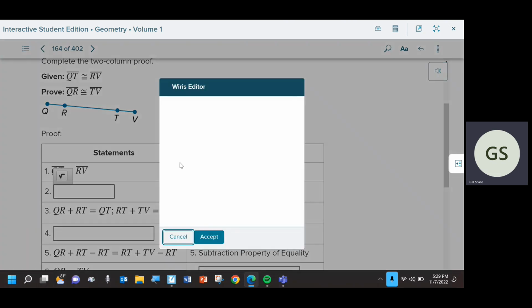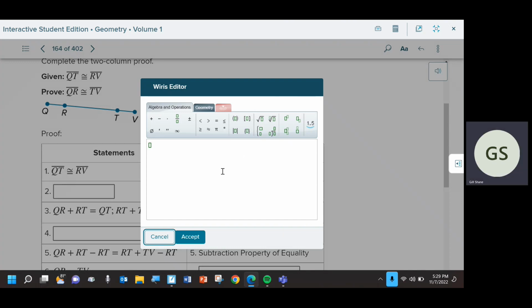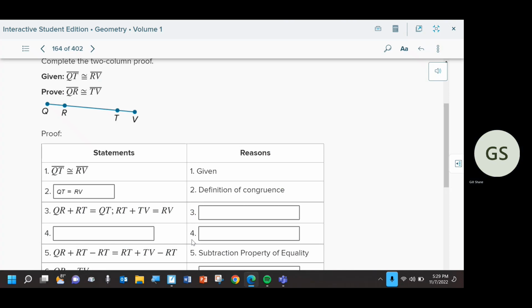I think I do have to do it in this little editor thing. And we're just saying, all right, well, if two things are congruent, try that again. There we go. If two things are congruent, that just means that their length is equal. So we would type in this. We would say QT equals RV. And this would work going the opposite way also, by the way. So if we were given information that two things are equal to each other, the definition of congruence would state that they are congruent to each other as well. So you can go in both directions with that.